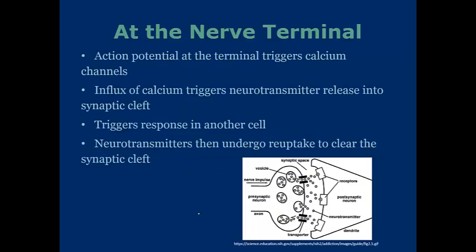At the nerve terminal, the action potential triggers a calcium channel. This calcium triggers neurotransmitter release into the synaptic cleft, which is the area in between neurons. When the neurotransmitters are released, it's going to trigger a response in adjacent cells. And once these neurotransmitters have done their job, they undergo a reuptake process that clears the cleft. There are drugs that act to prevent this reuptake. For example, there are dopamine reuptake inhibitors. These are designed to help combat depression by preventing the body from reuptaking dopamine.